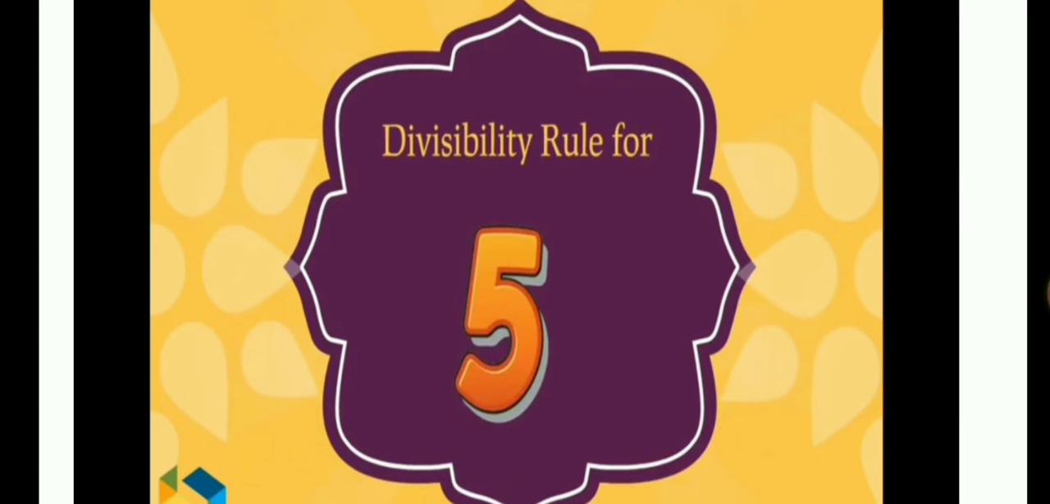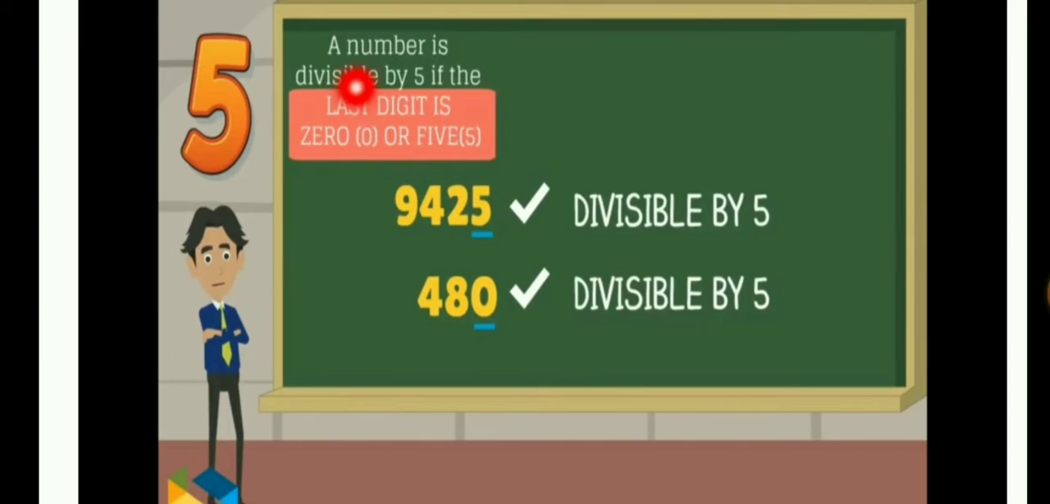Now just move on to the next divisibility rule, 5. Rule: a number is divisible by 5 if the last digit is 0 or 5. So if the last digit, that means the units place digit, is 0 or if it is 5, that number is divisible by 5. See the examples, 2 examples have been given. 9425. See the units place digit, yes, it is 5. So it is divisible by 5.